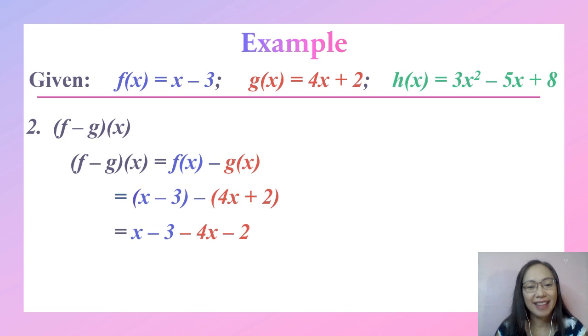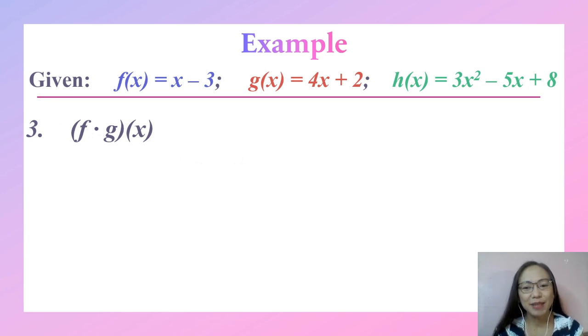And then we can combine like terms. The ones with x, x and negative 4x here is negative 3x. And negative 3 and negative 2 is negative 5. Therefore, our final answer is f minus g of x equals negative 3x minus 5. So that is for subtraction.